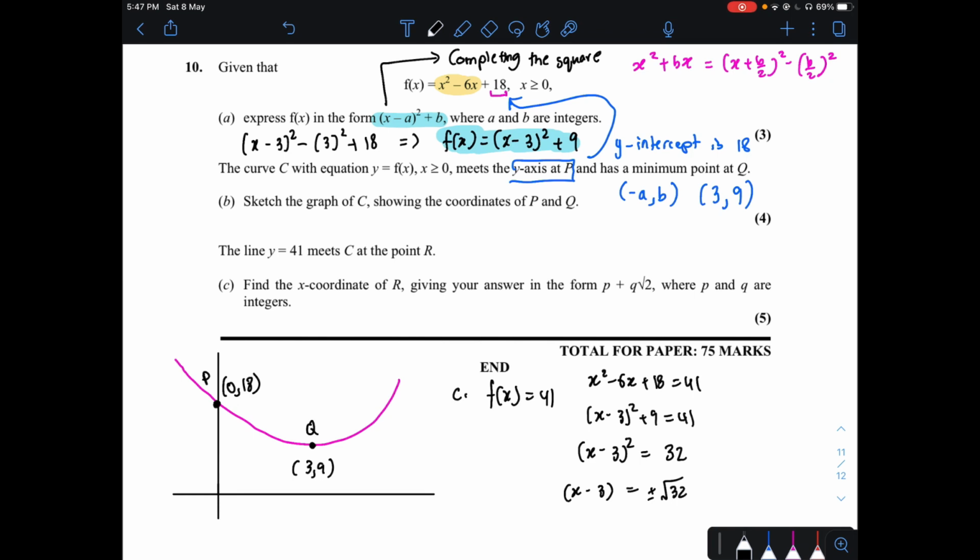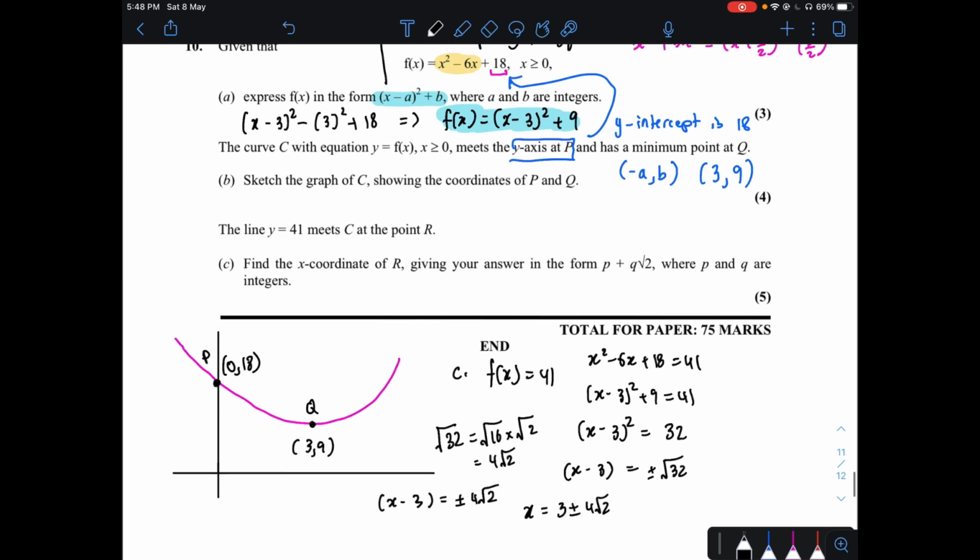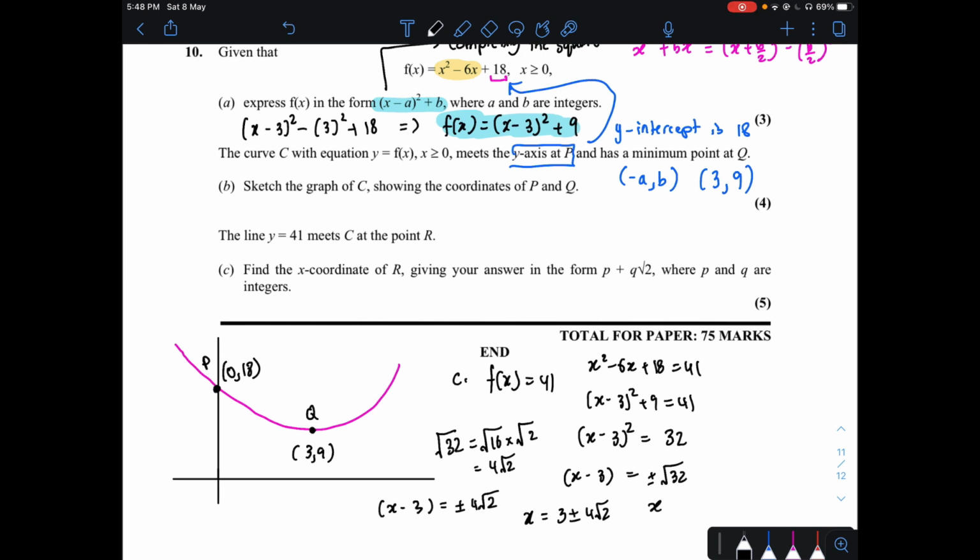What is the square root of 32? It's the square root of 16 times the square root of 2, so that's 4 root 2. So x minus 3 equals plus or minus 4 root 2, so x equals 3 plus or minus 4 root 2. Now we want the positive one, because x is greater than 0. So our answer must be x equals 3 plus 4 root 2.